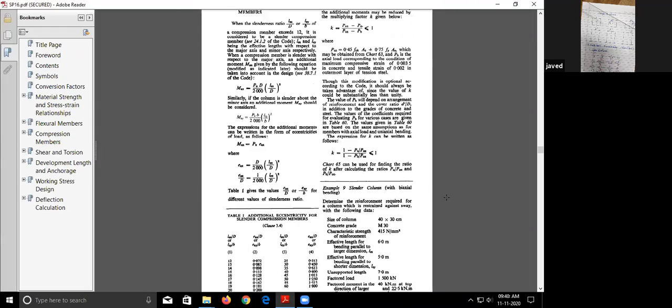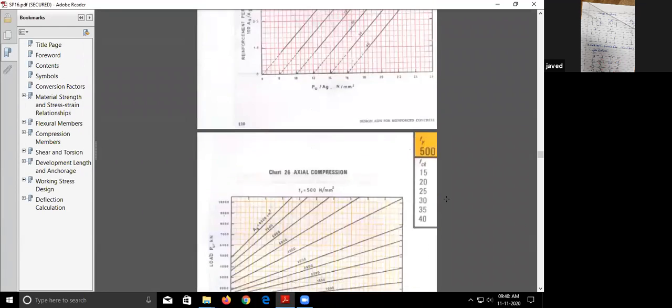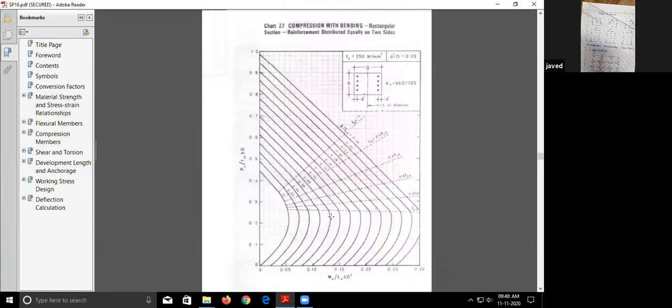Okay, so if you see this chart on page number 112, in the x-axis you can see it is Mu by fck bd square, and in the y-axis it is Pu upon fck bd. Pu is the load carrying capacity of the column, fck is the characteristic strength of concrete, b is the width, and d is the depth of the member. Mu is the moment. This graph is also called the interaction curve, the interaction curve between these two terms.